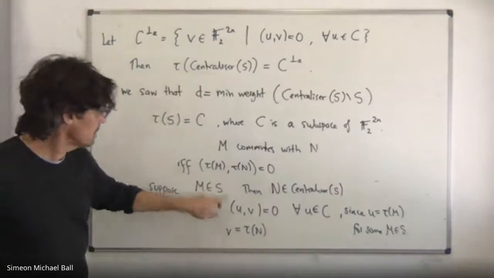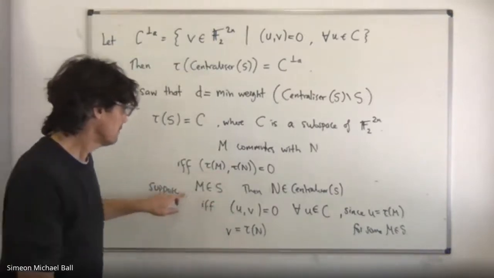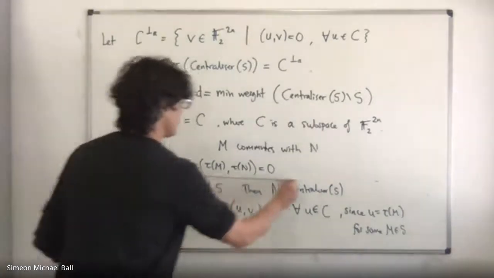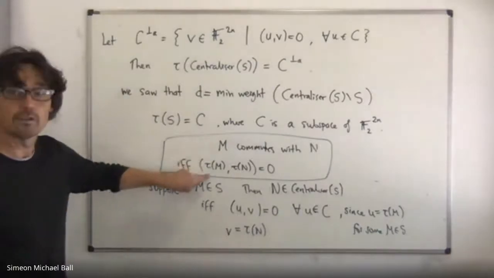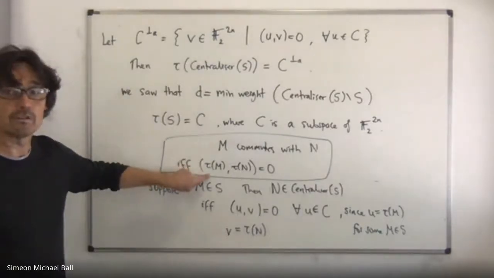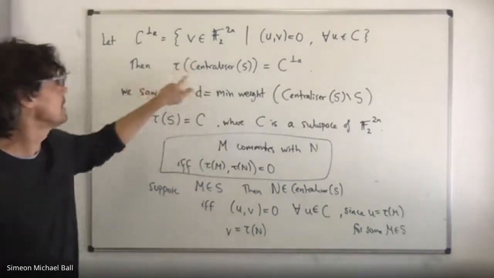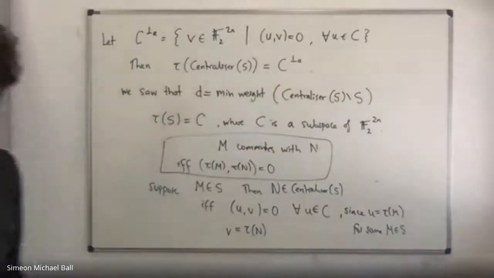And commutation here, so things commuting, because of this. Right? So this follows from this. Okay? So M and N commute if and only if the symplectic product of their taus is 0. So where has the centralizer gone? It's gone here, and likewise the centralizer is tau inverse of C perp A.